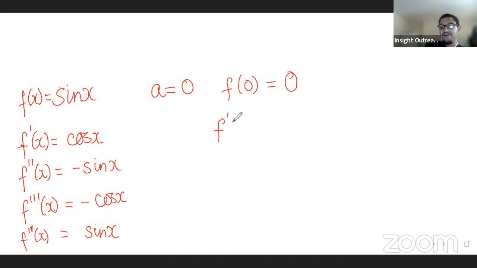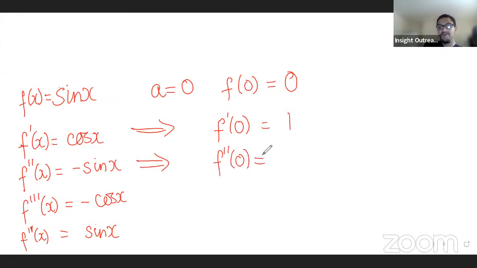What about this one? So f dash of 0. So what is cosine of 0? If we put it here, yeah, 1. Okay, what about for this one? What's minus sine of 0? So if we put 0 into the second derivative, what's 0? Yeah, 0. And then what about this one for the third derivative? Sorry, this does get really tedious. But yeah, negative 1 here.